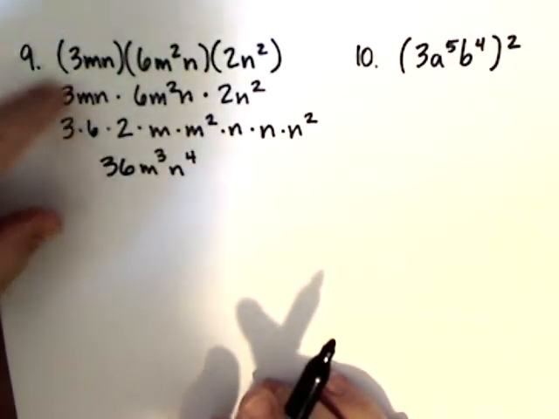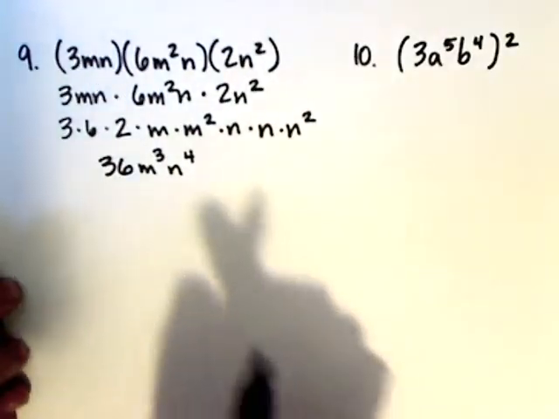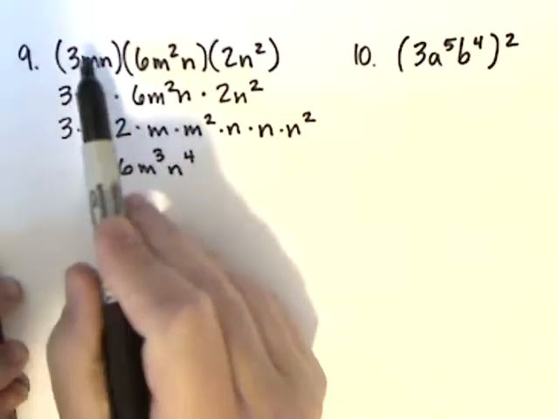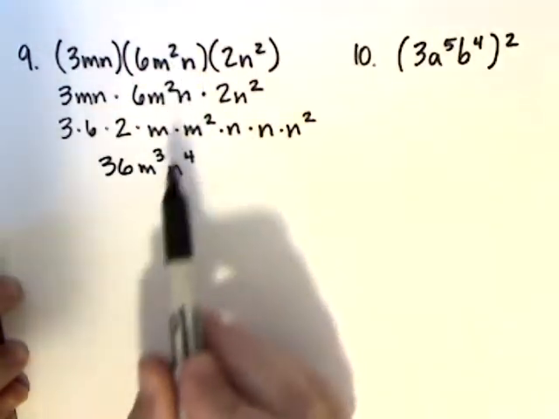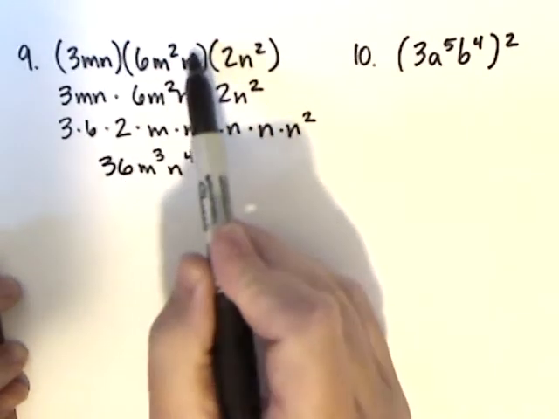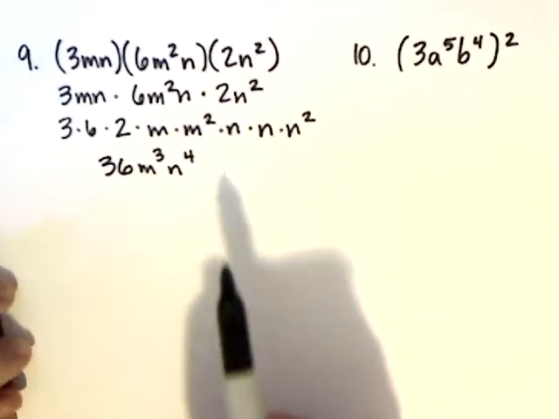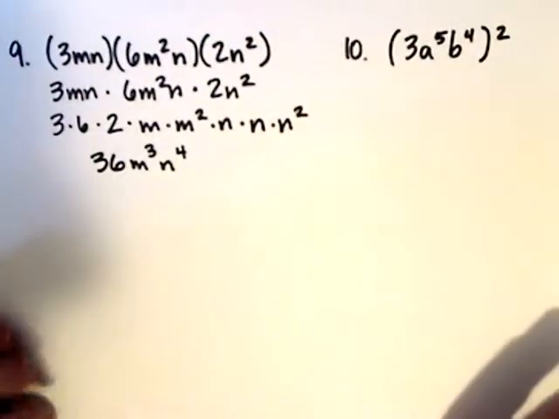Of course, what we did first is we multiplied the coefficients of all the terms. Then I looked at the m's and I added this 1 exponent to that 2 exponent to get 3. Then I looked at the n's and I added this 1 exponent to that 1 exponent to that 2, and I got n to the fourth. Okay, number 10 is right over here.